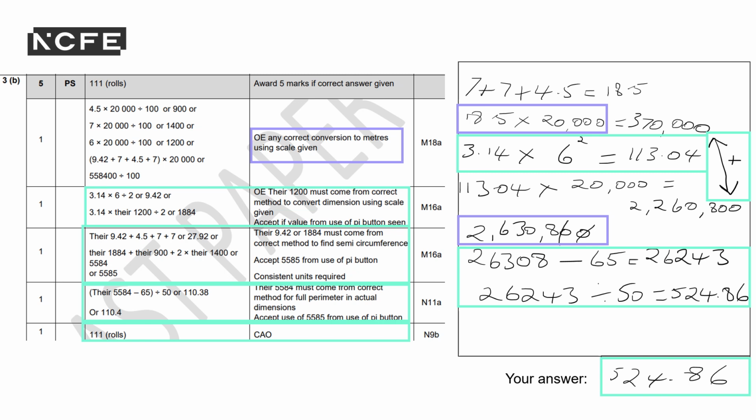So in total, this learner has got 1 out of 5 marks, but they could have gained more if they'd remembered the formula for the circumference of a circle and then halved it, but at least we have been able to award them 1 mark for correctly converting to meters and using the scale given.